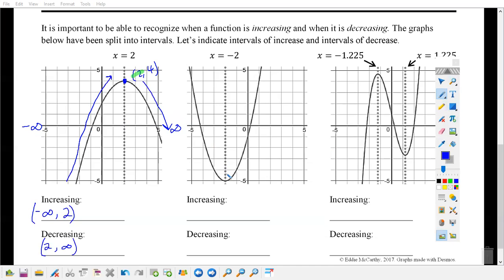Okay. All right. I'm going to pause. I want y'all to do some thinking and I want y'all to try the second one. So again, identify whether you have a max or a min, and then read the graph from left to right. Where are you increasing and decreasing?